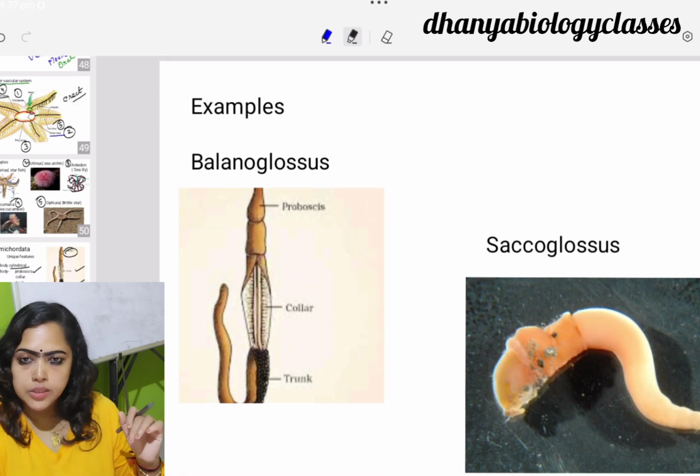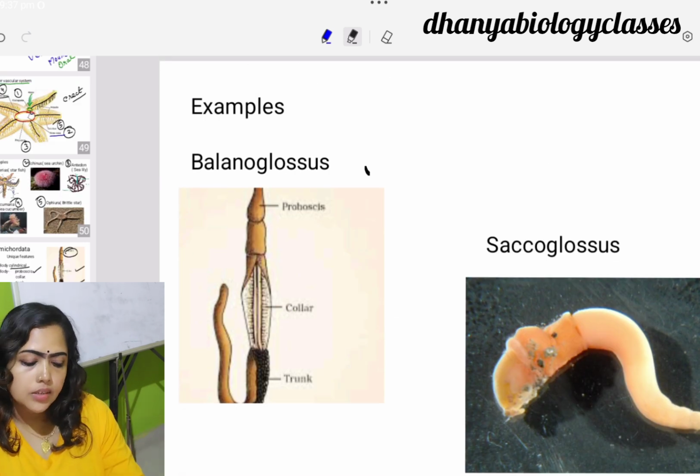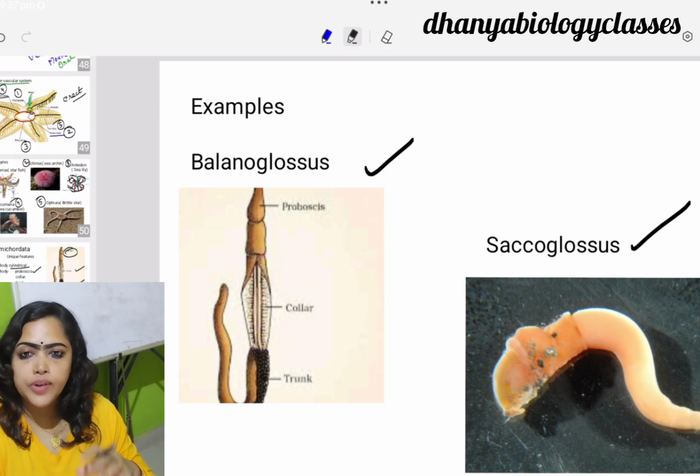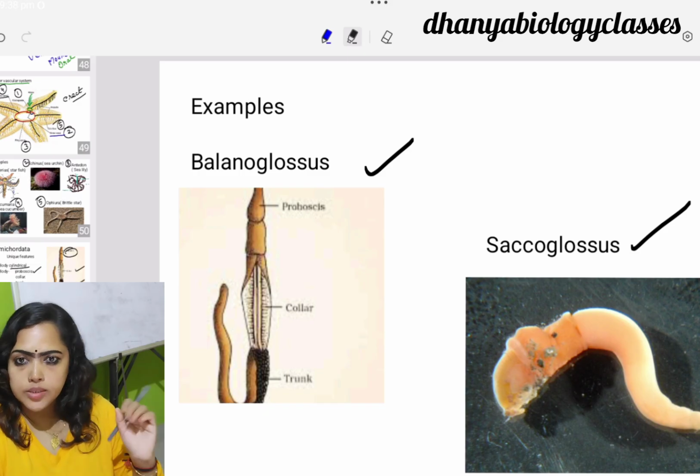And then the examples, Balanoglossus and Saccoglossus. Okay, so we finished all the phyla under non-chordates, and in our next video we will discuss chordates. Okay.